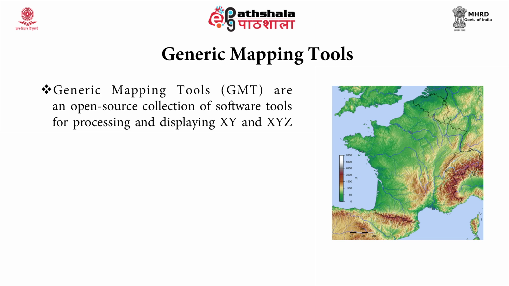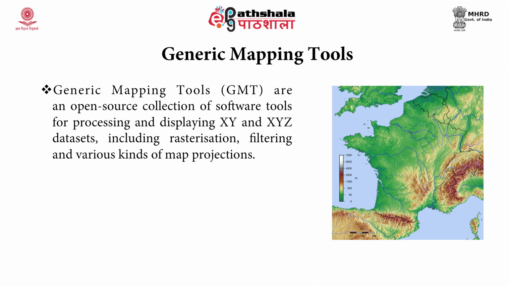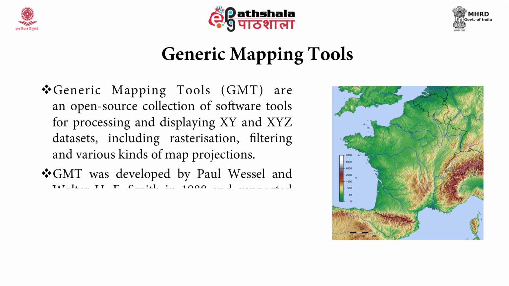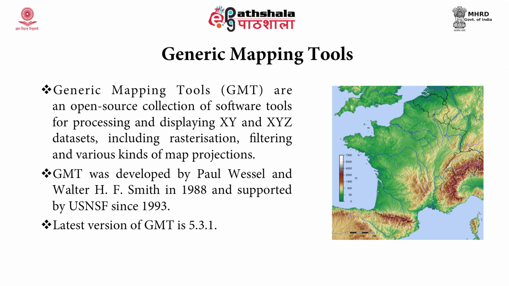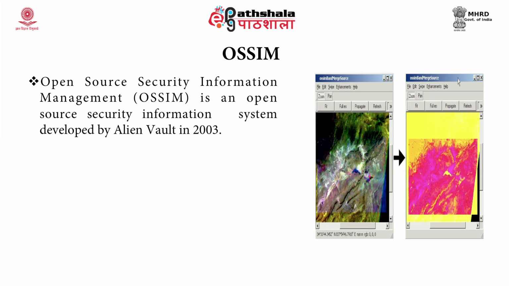Generic mapping tools, popularly known as GMT, is an open source application of software tools for processing and displaying XY and XYZ datasets, including rasterization, filtering, and various kinds of map projections. GMT was developed by Paul Wessel and Walter H.F. Smith in 1988 and supported by US NSF since 1993. Its latest version is 5.3.1.